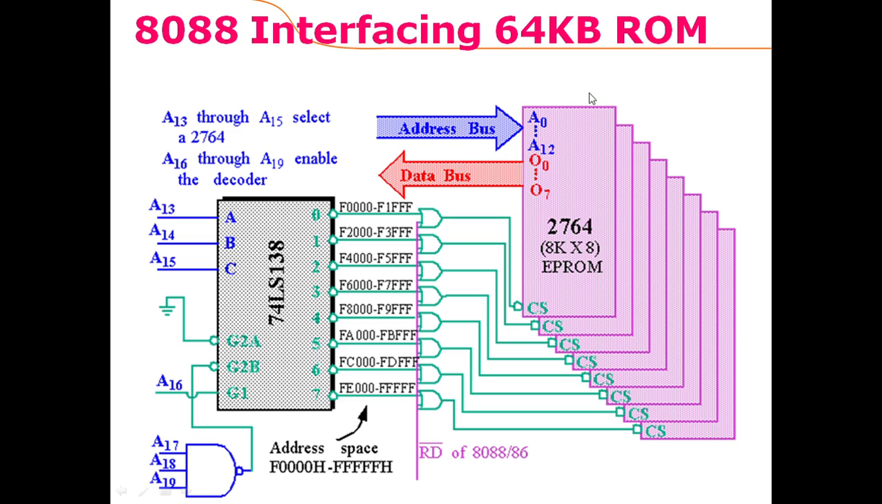So this total memory is 64 kilobyte. Even though there are 8 memory chips, for the microprocessor the group of all these memory chips appears as a single memory chip with 64 kilo locations, or 64 kilobyte of total read-only memory.